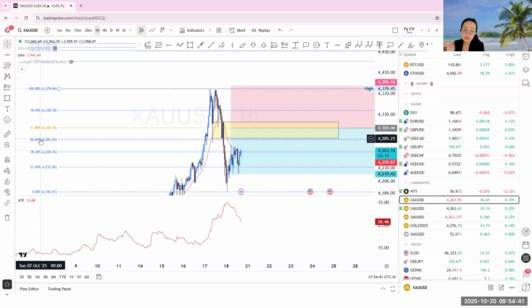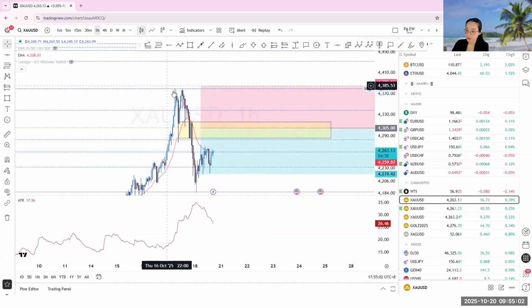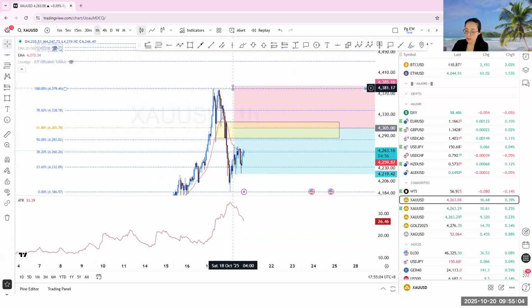So if you want to put the sell stop or pending order sell, you can put either 4,305, or you can put 4,300. It depends on you. If you think so, you need to put the stop loss above the all-time high.